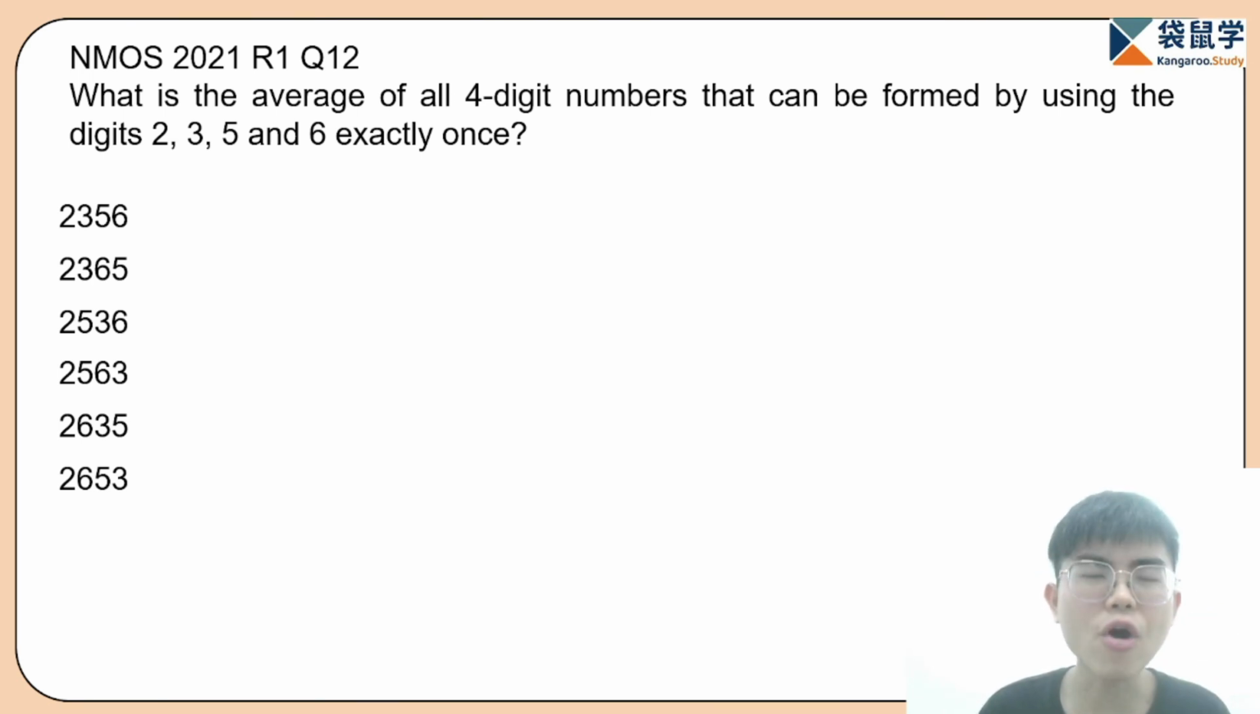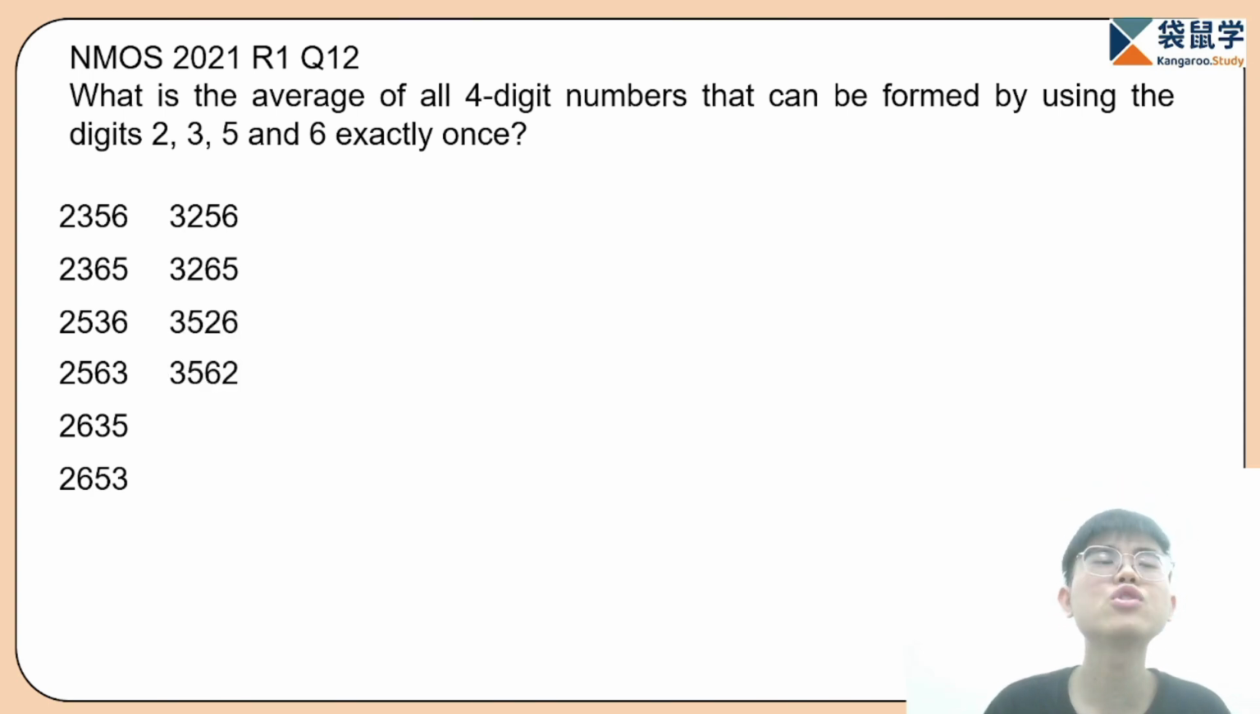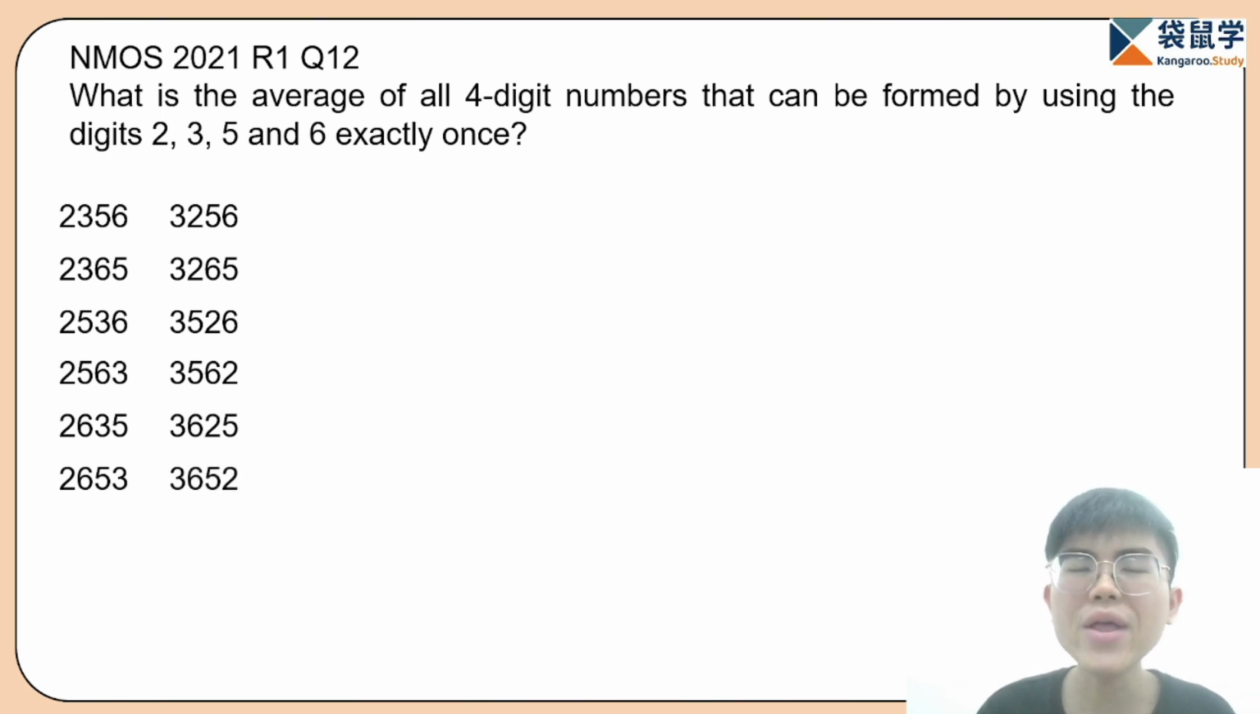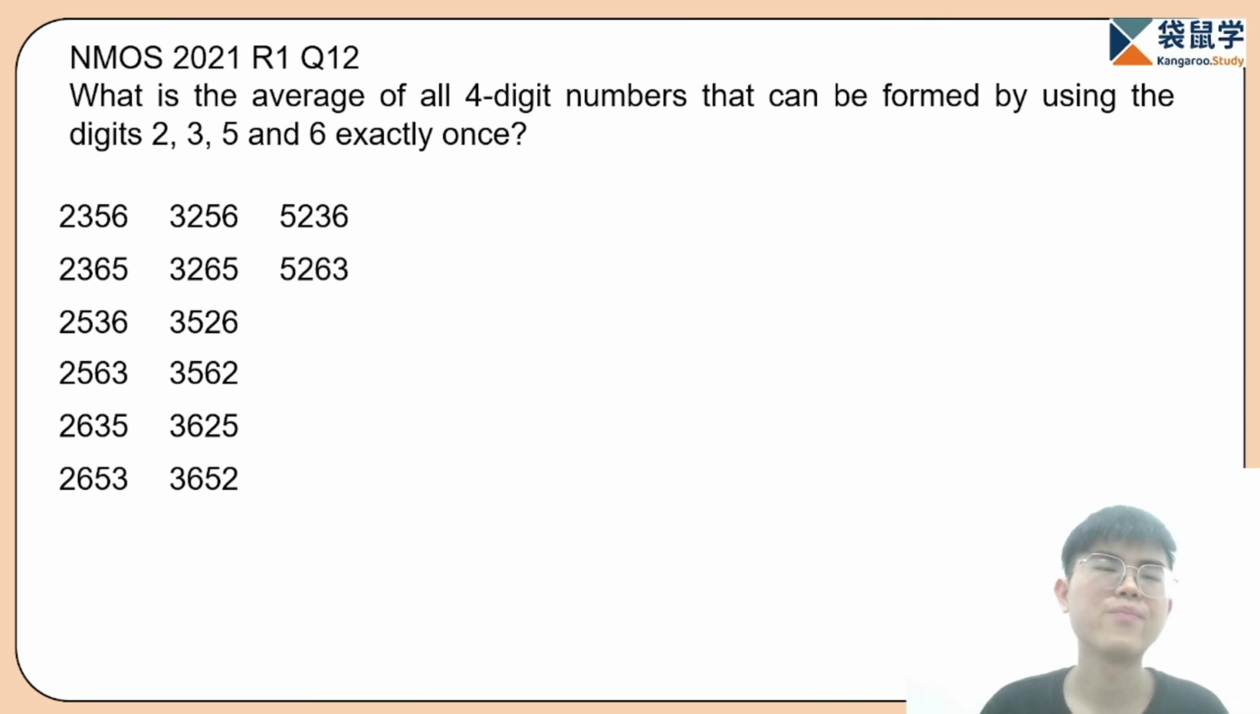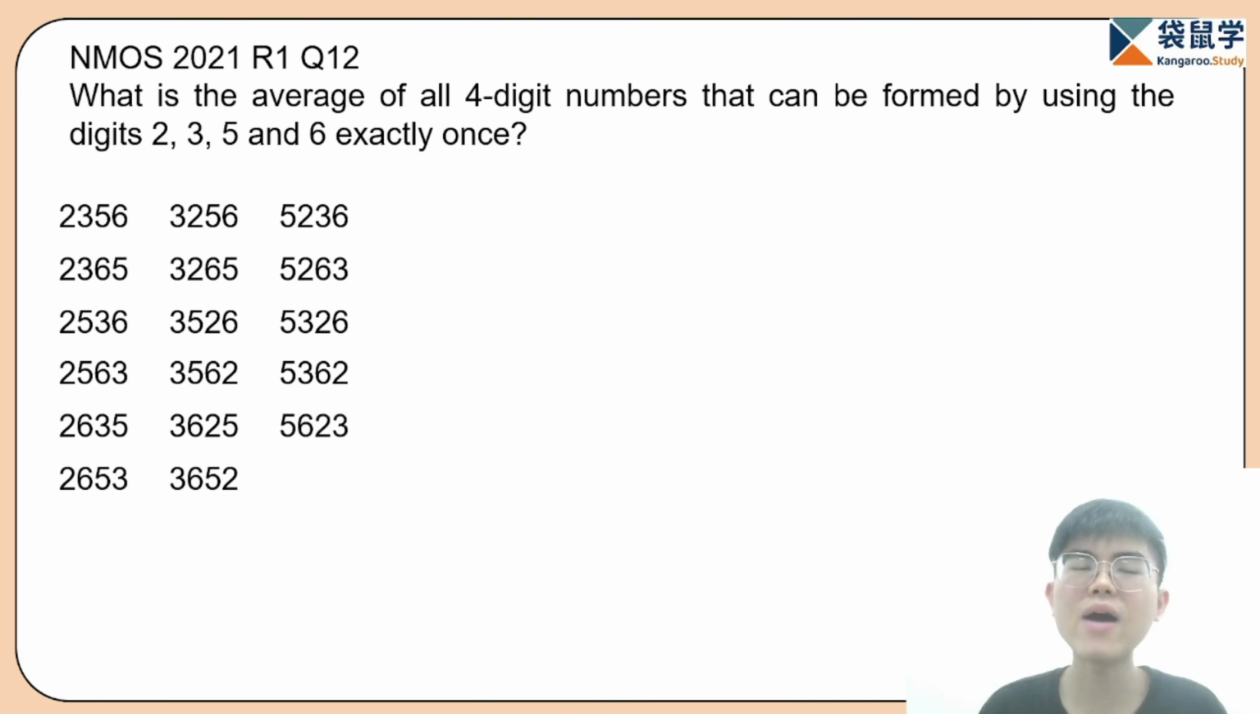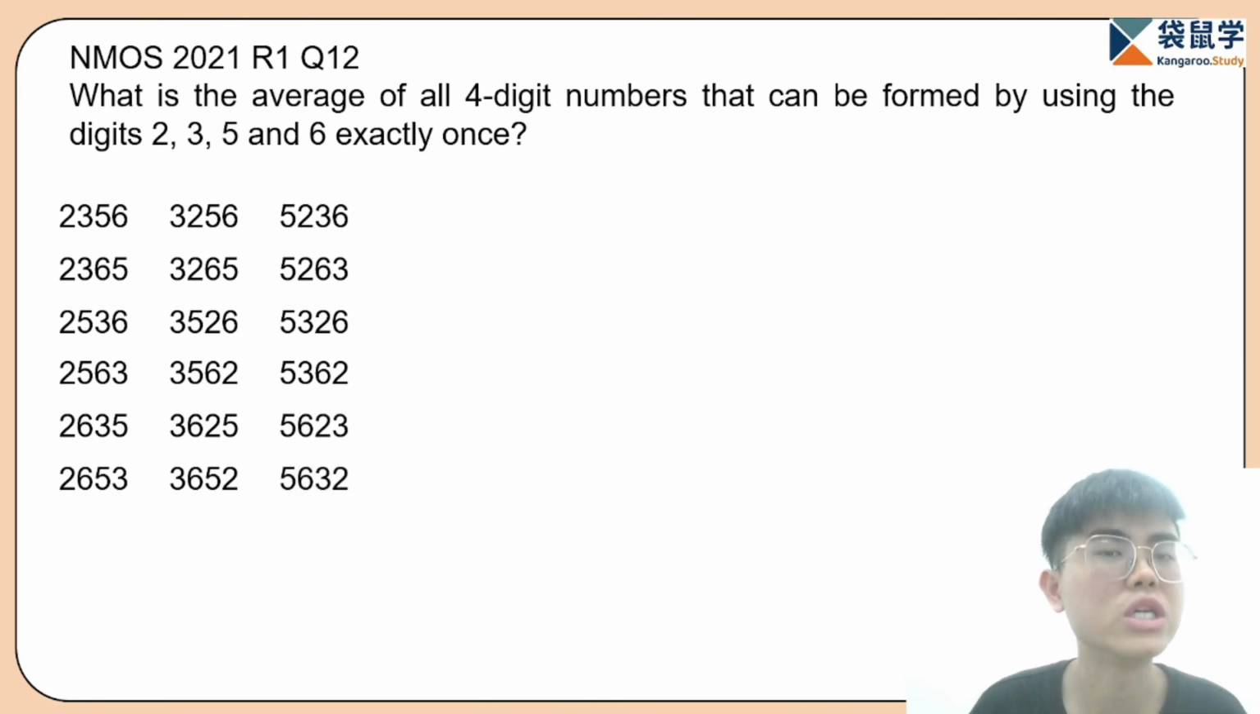Now let's see the 4-digit numbers that start with 3. So we have 3, 2, 5, 6. We have 3, 2, 6, 5. Then we have 3, 5, 2, 6 and 3, 5, 6, 2. And finally we have 3, 6, 2, 5 and 3, 6, 5, 2. So these are all 6 numbers that start with 3. Now let's look at the numbers that start with 5. So we have 5, 2, 3, 6 and 5, 2, 6, 3. Then we have 5, 3, 2, 6 and 5, 3, 6, 2. And then 5, 6, 2, 3 and 5, 6, 3, 2.